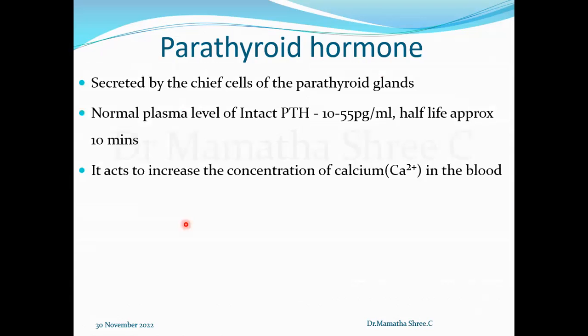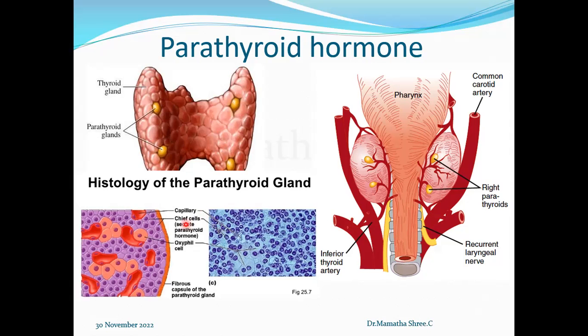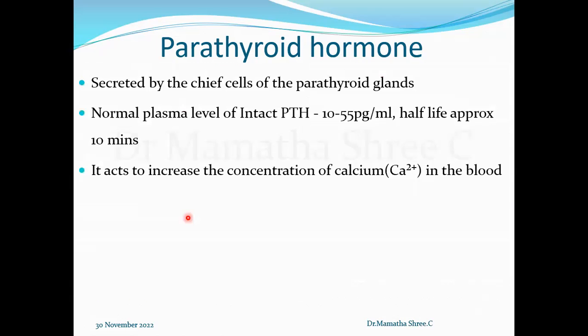How? Depending on the calcium levels. The chief cells have calcium sensors in them. So whenever there is an increase or decrease in the calcium levels in the capillary, that is sensed by the chief cells. Accordingly, the parathyroid hormone is released or inhibited from being released. The normal plasma value of parathyroid hormone is 10 to 55 picograms per ml. So note the value here, it is 10 to 25 picograms per ml. And look at the half-life, it is so short, 10 minutes, right?